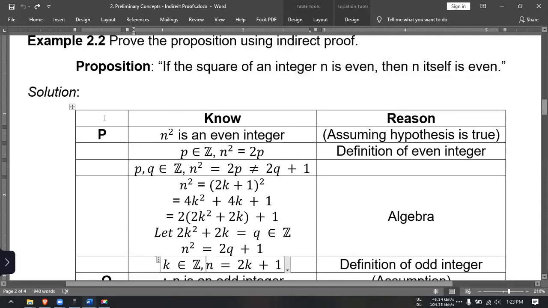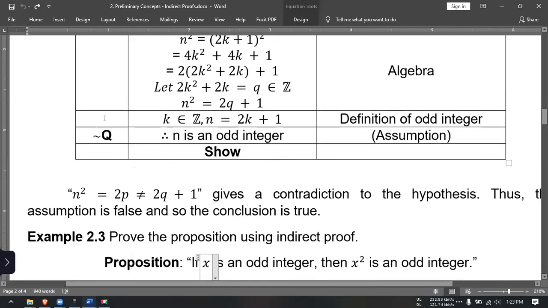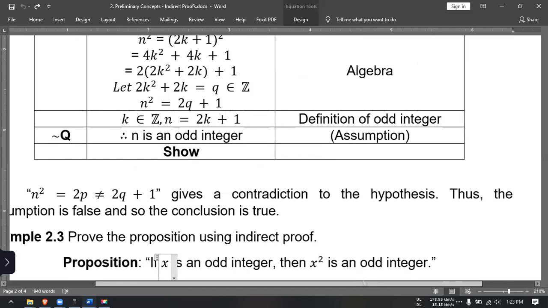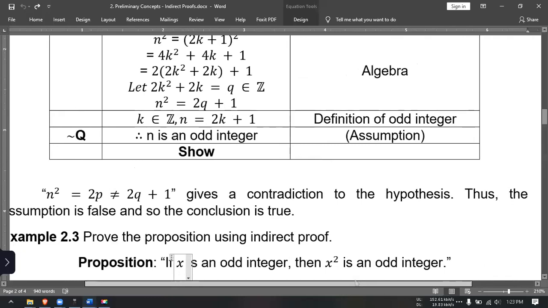So n squared should be even. It turned out it is odd. This gives a contradiction to the hypothesis. Thus, our assumption is false and so the conclusion is true.